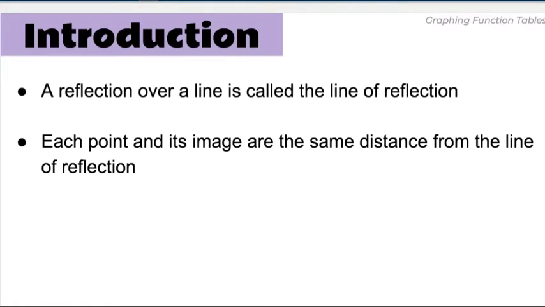The second point of information: each point and its image are the same distance from the line of reflection. And you'll be able to see this in action in a few minutes. But remember, whenever we're dealing with a reflection, between your image and pre-image, the points are going to be an equal distance from the line of reflection. Now with these lines of reflection, there are different options for where the reflection is, or you could think of it like where the mirror would be.